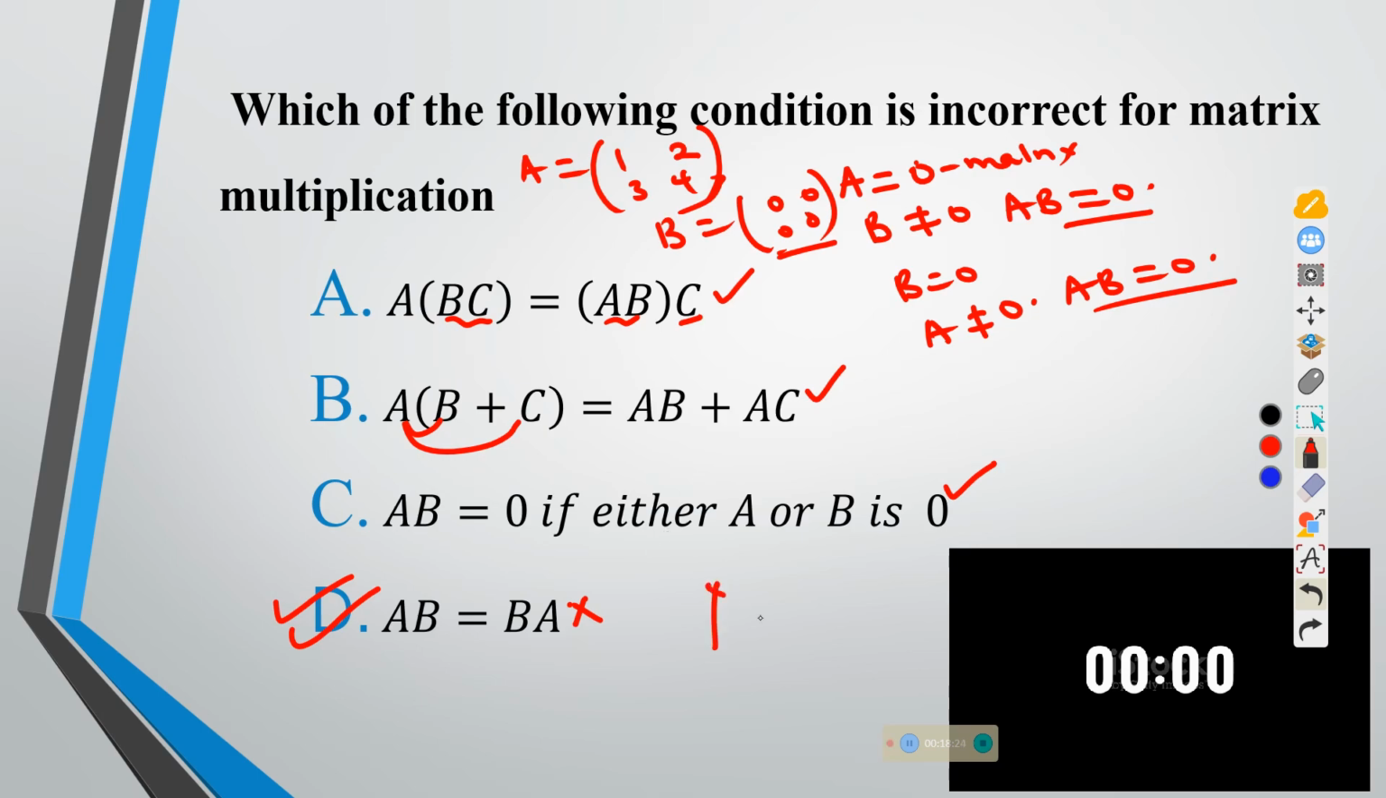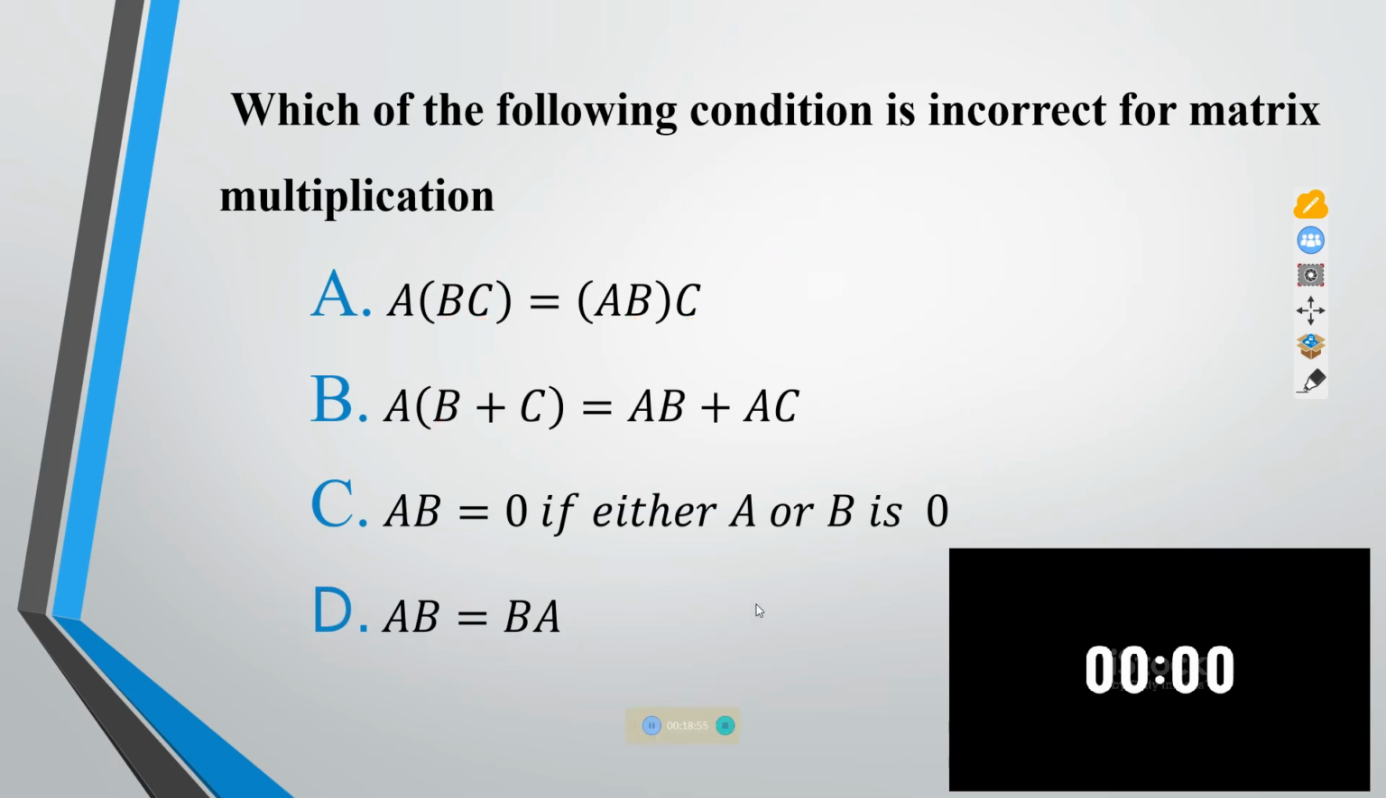So this will be the condition which is incorrect. So the answer will be D, because AB is not equal to BA for general cases. Though it can be true for some specific cases, generally this is not true because matrix multiplication is not commutative. So that will be the answer, and we shall look at the next question. And I hope you are noting down your answers for each of the questions.